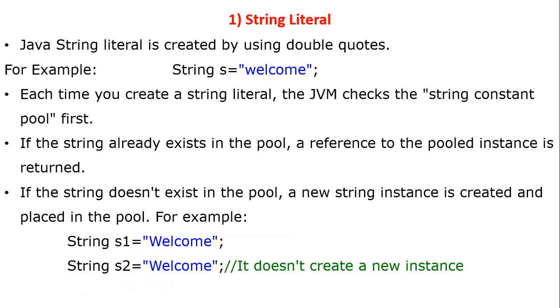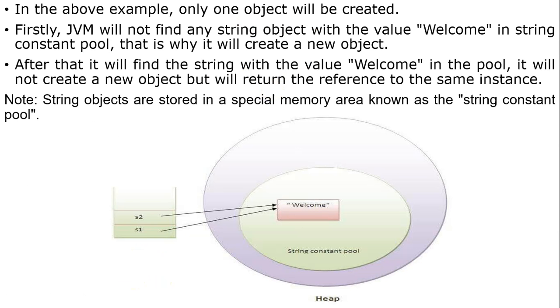Okay, so that is about a string literal, which means simply with the data type and variable name, in double quotes we can specify the value. That is a string literal. So what we discussed just now is defined here. So only one object will be created.